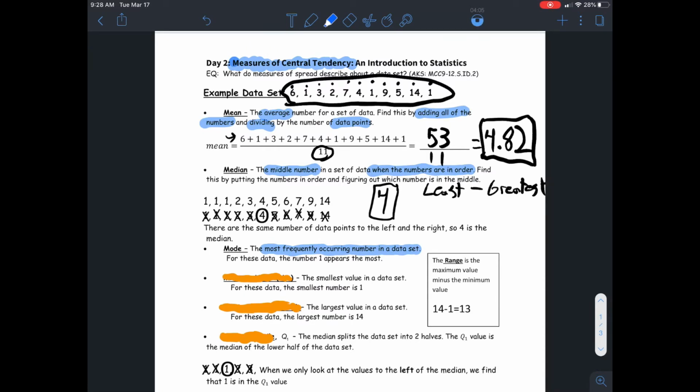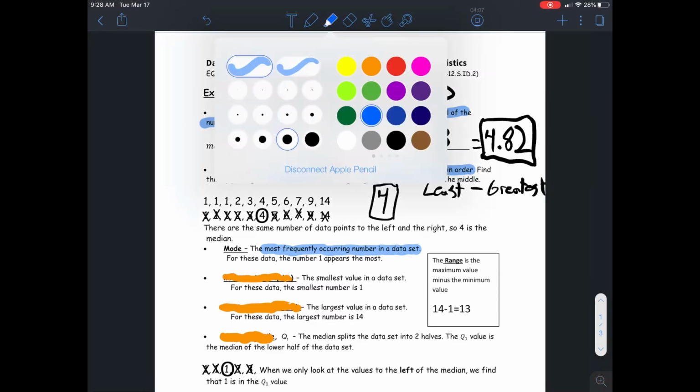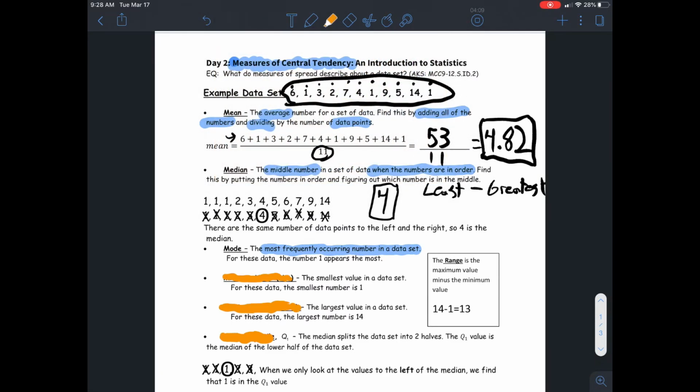So looking at it ordered, I see that the only number that repeats at all is the 1. We have 3 of them right here. The 2 doesn't repeat, 3 doesn't repeat, 4 doesn't repeat, and so on. No other numbers repeat. So the most frequently occurring number in our data set is 1. That would be the mode for this data set.